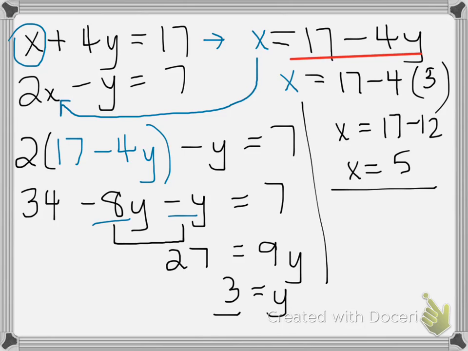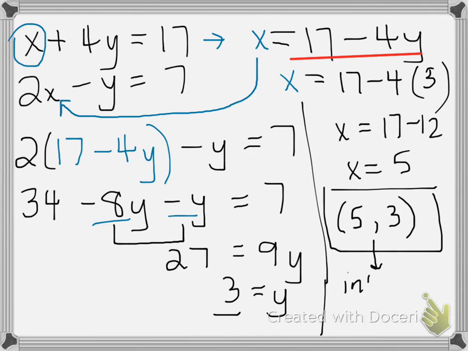Okay, so what does that all mean? This point on the graph, (5, 3), will satisfy both equations and hence be a special point called the intersection. Okay, thank you.